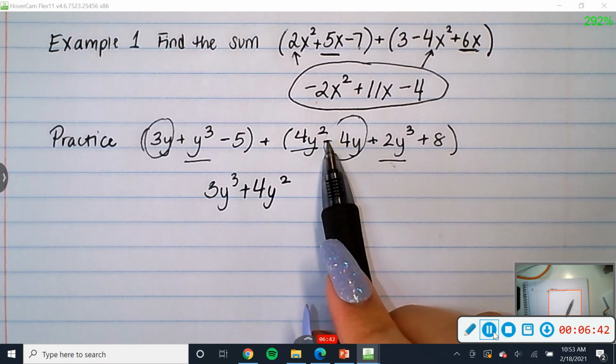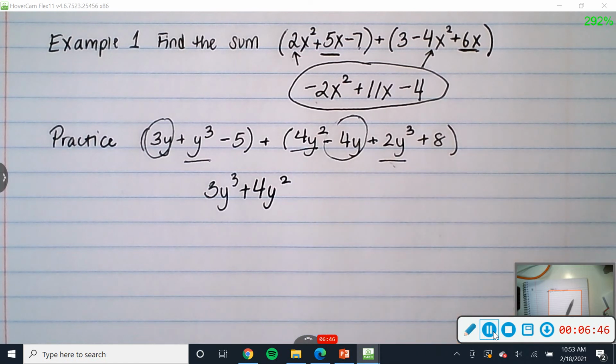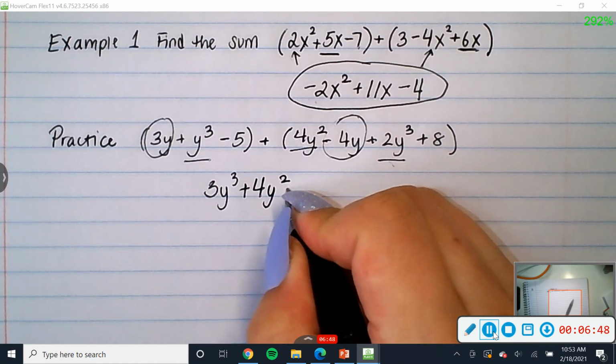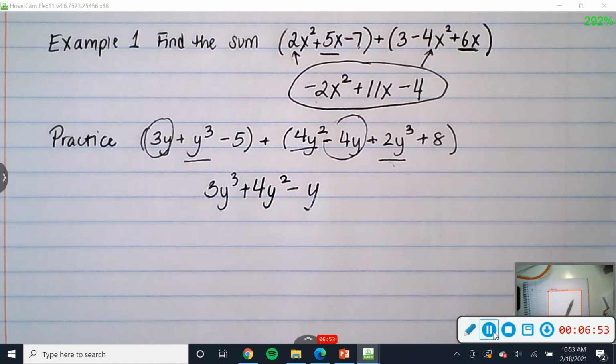Remember, always look at the sign in front right here. So 3 plus negative 4 is what we want to be solving for. And then this gives me negative 1y. So I'm going to write it as negative y.